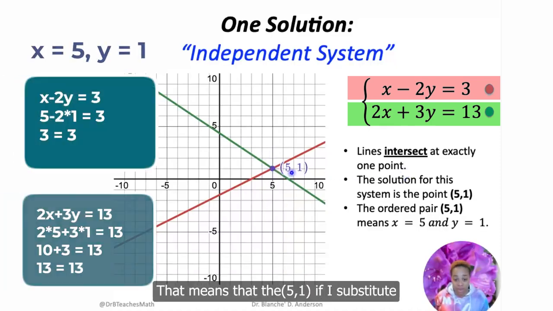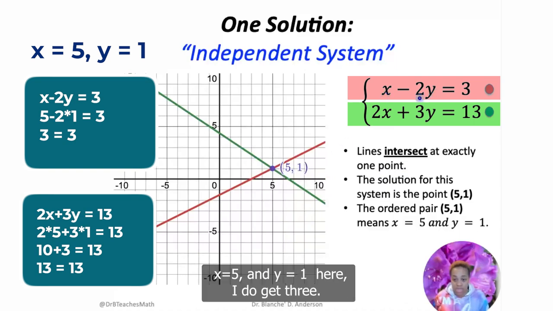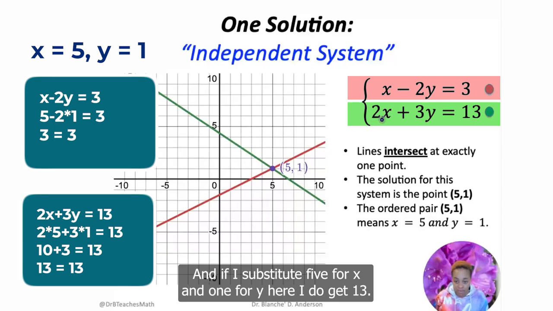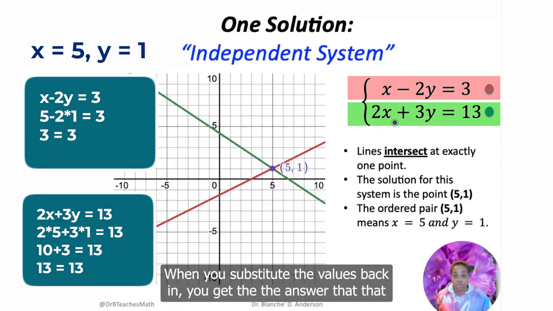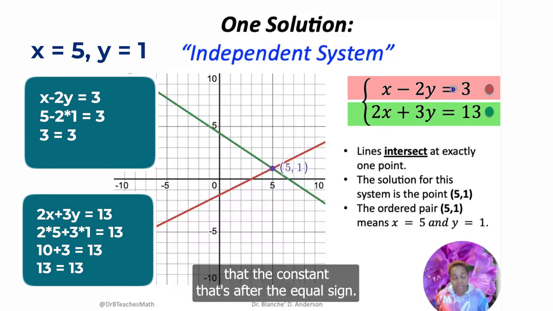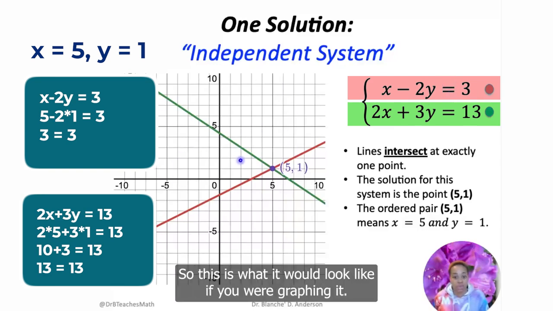That means the point (5, 1): if I substitute 5 for x and 1 for y here, I do get 3. And if I substitute 5 for x and 1 for y here, I do get 13. That means (5, 1) makes both of these equations true. When you substitute the values back in, you get the constant that's after the equal sign. So this is what it would look like if you were graphing it.